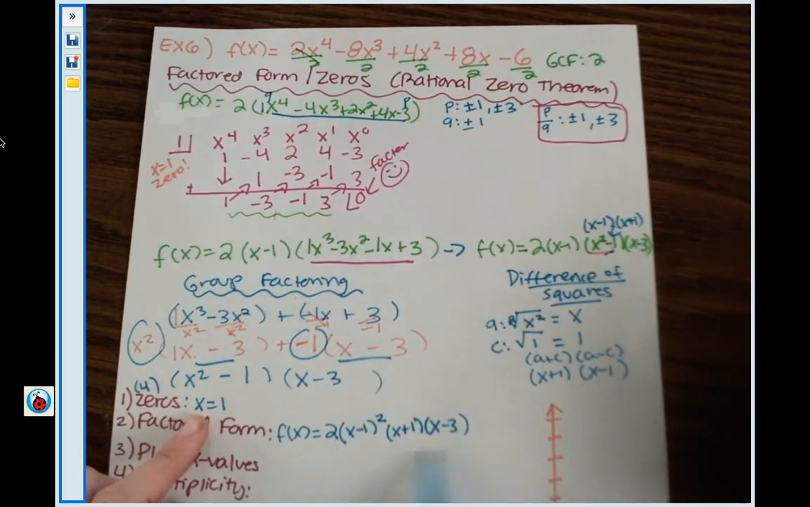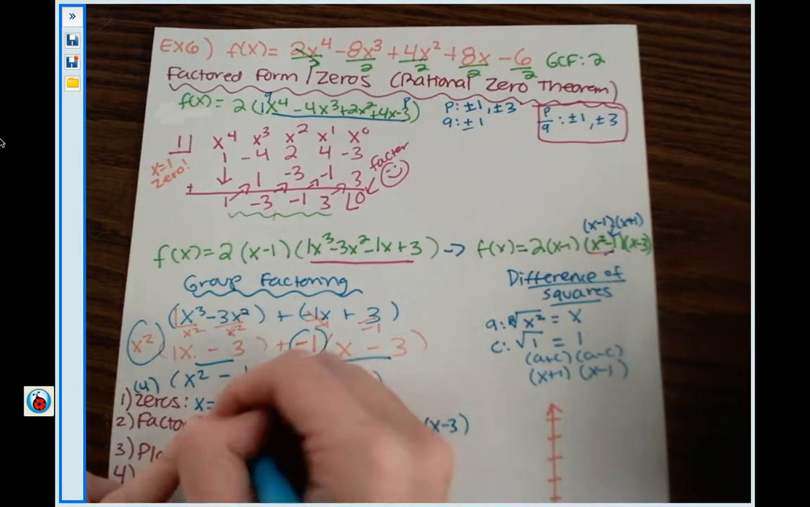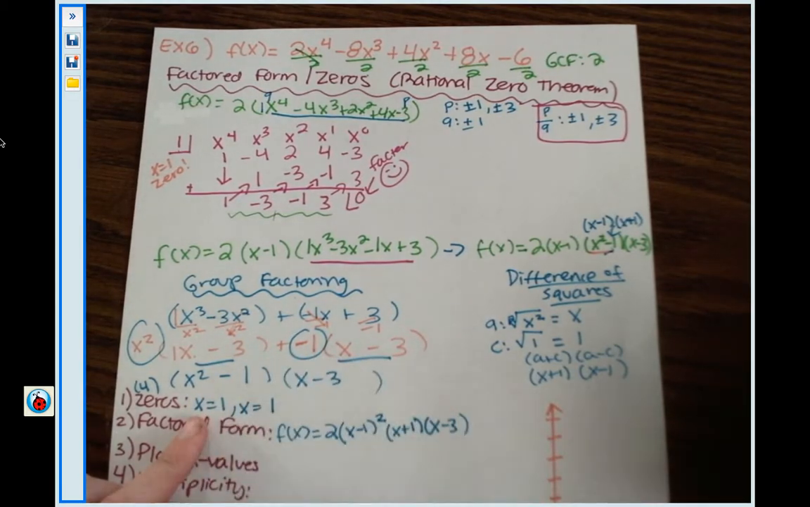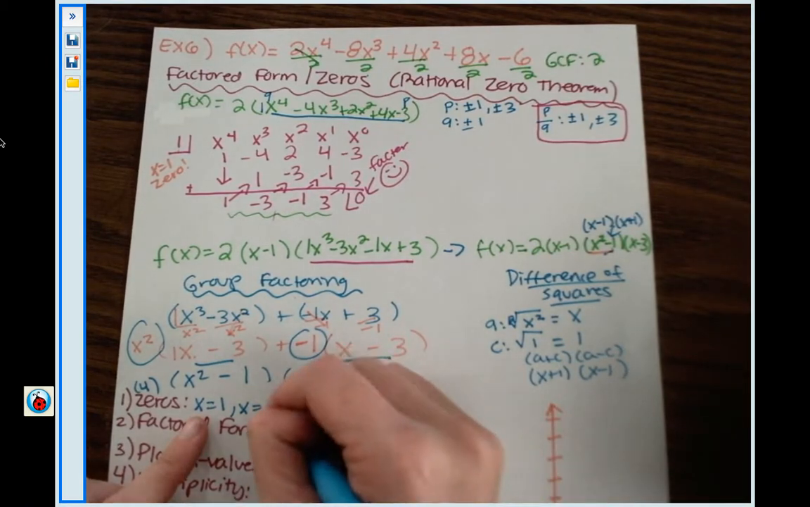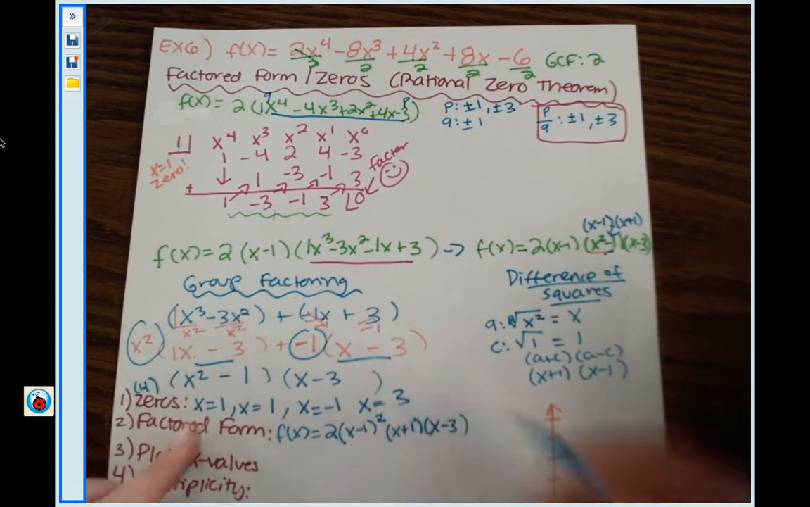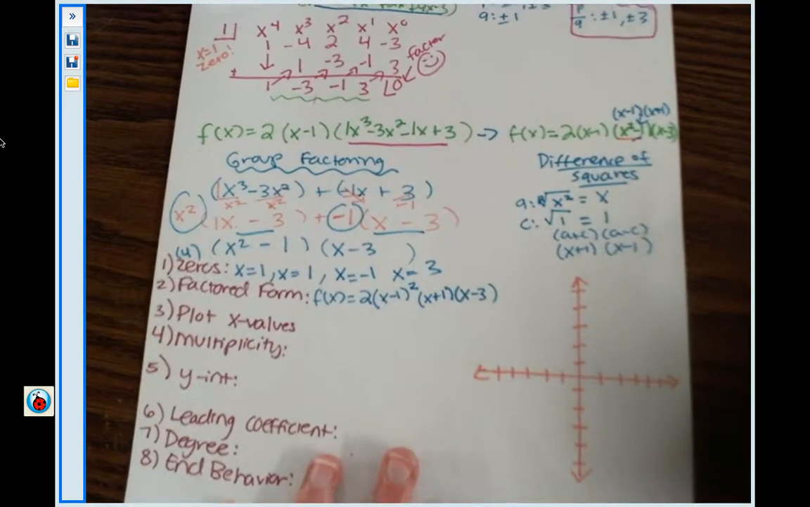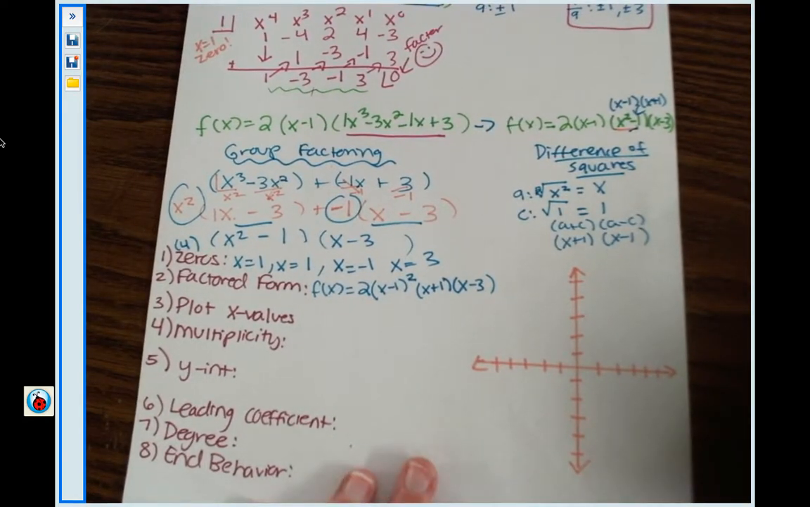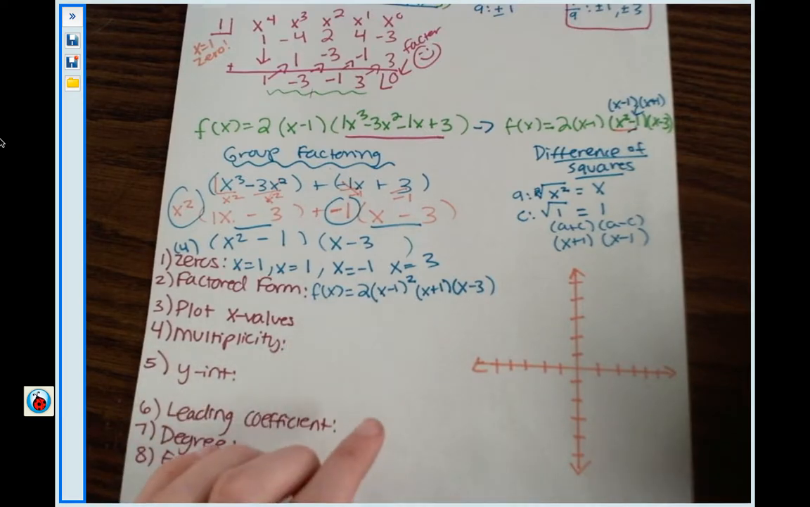So remember, when we're in factored form, you just take the opposite sign of what's in your parenthesis. So the opposite of negative 1 is positive 1, and since my multiplicity is 2, there are in fact 2 ones. The opposite of positive 1 is negative 1, so I have a zero at negative 1. And the opposite of negative 3 is positive 3. So yay, I did end up with 4 zeros. Holy hot dog.